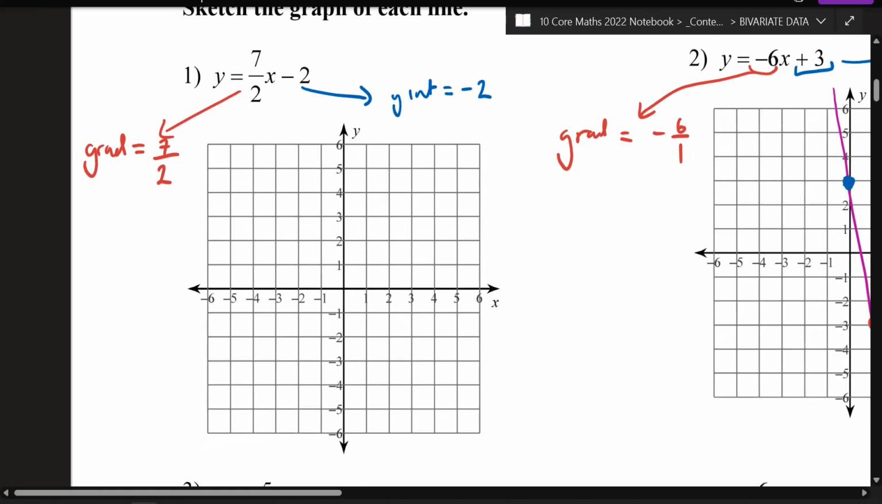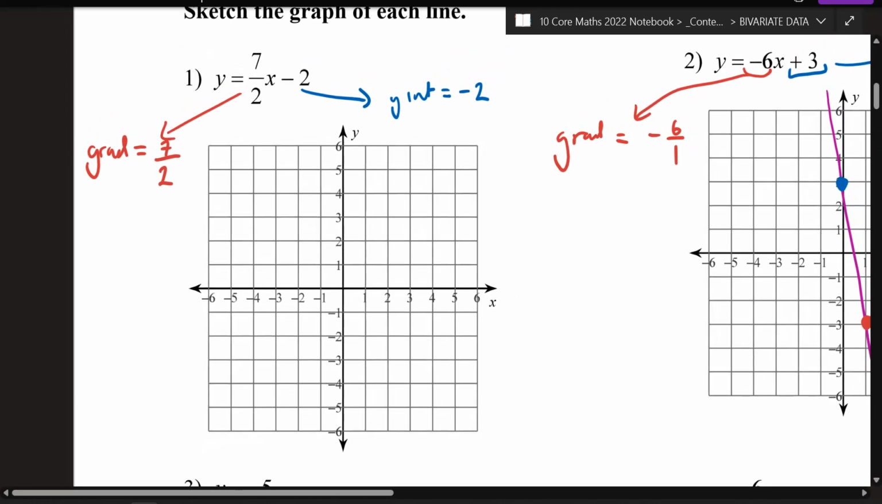I shall always start with your y-intercept. It's on -2 on the y-axis. So look for -2. It's right there. -2, easy. And then the gradient. Remember, if it's positive, you go up. If it's negative, you go down.